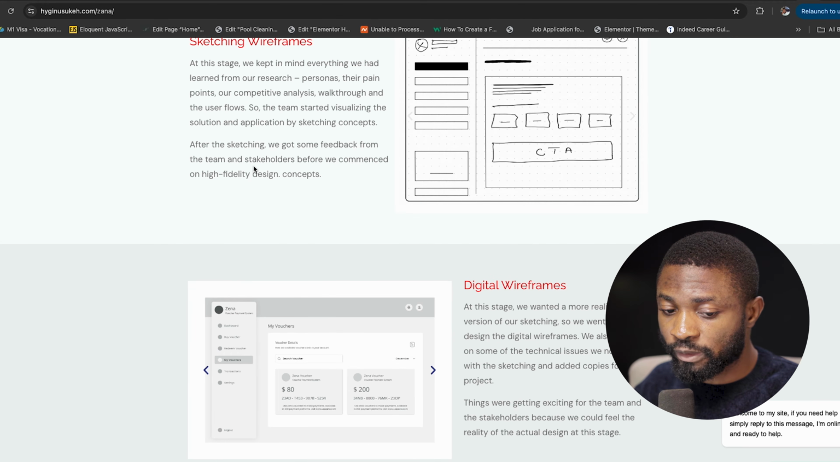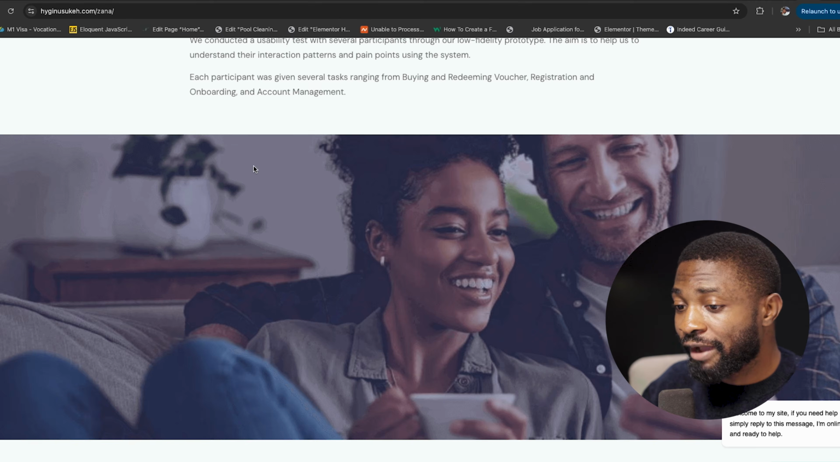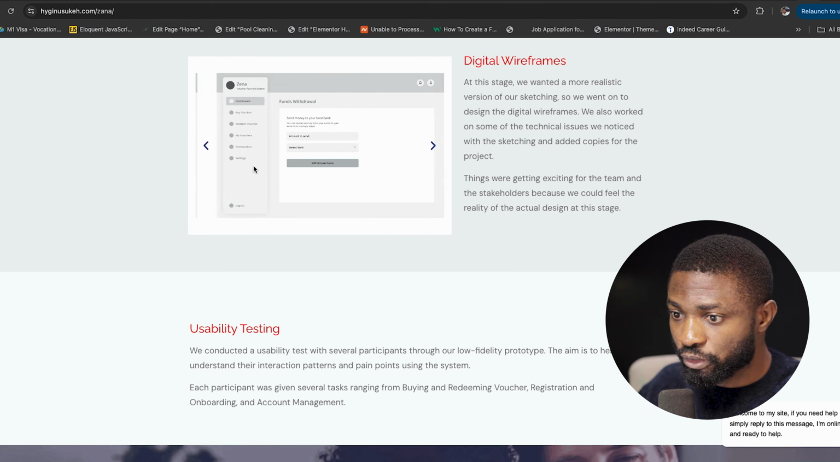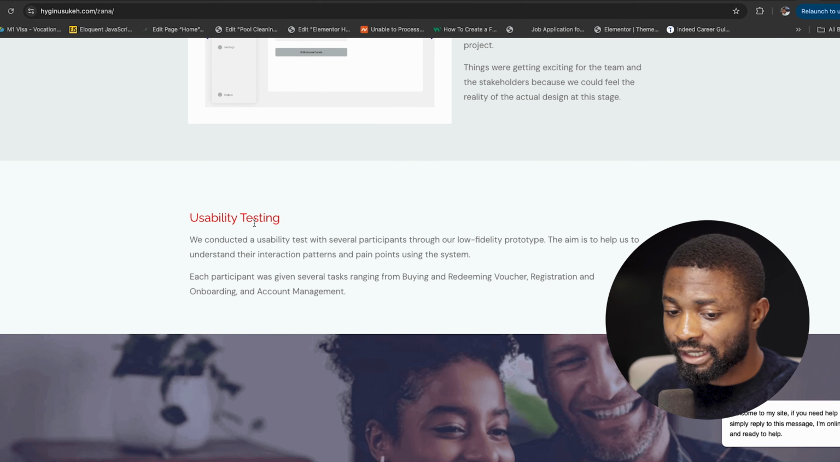The next thing I talked about is validating your solution. So when you have a solution, how then do you validate it? And this is the part where I did usability testing. It's very important, like I mentioned earlier, you have to do your usability testing.